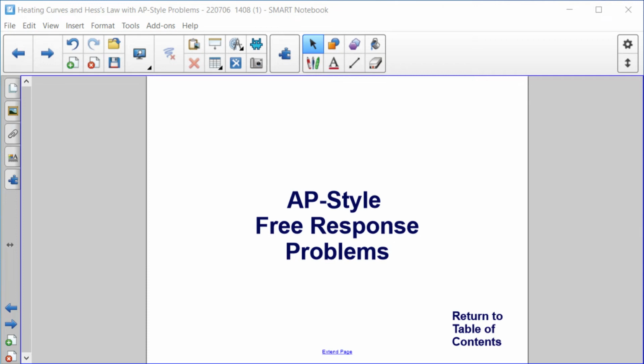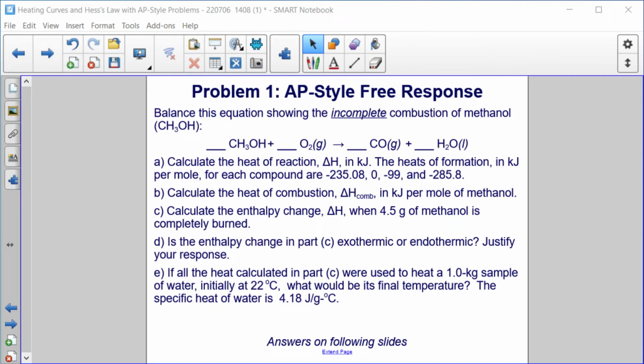In this final section, we're going to review some AP-style free response problems. All right, so here's problem 1, an AP-style free response problem for heating curves and Hess's law. First, balance this equation showing the incomplete combustion of methanol, CH3OH.